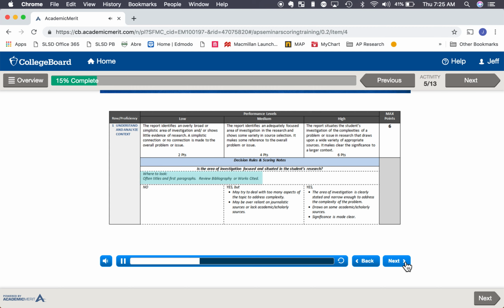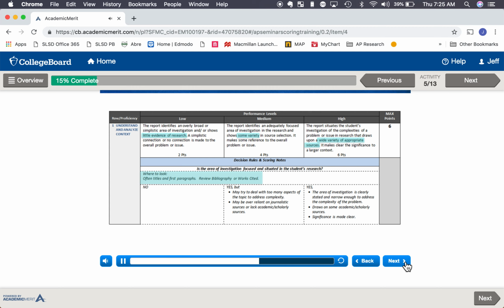So simplistic journalistic sources are unlikely to be the most useful. Remember too, the task asks for a well-researched report. If the research has been very superficial, then it will not score highly in this row. In the rubric, the descriptors say wide variety of appropriate sources, some variety, or little evidence of research.